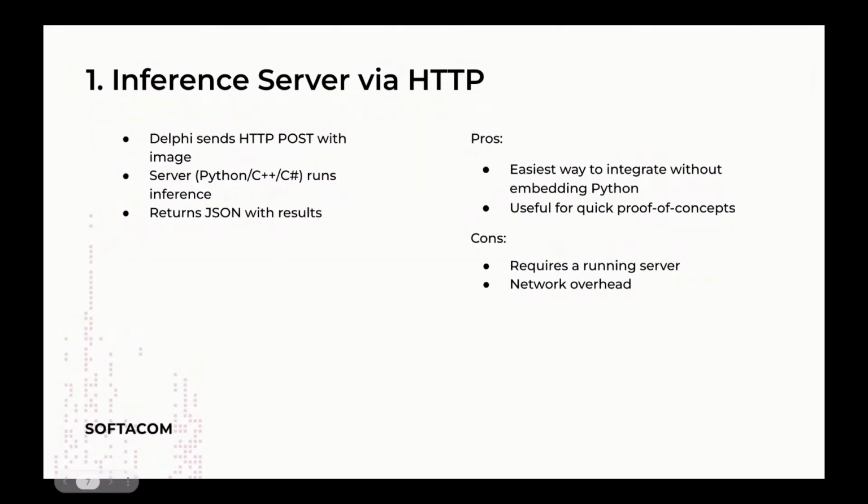What are the pros of this approach? It is the easiest way to integrate without embedding Python, and it is useful for quick proofs of concept. What are the cons? It might show slow performance because starting a new process for every image is expensive, and there is no direct access to inference results in memory. Also, it requires constant access to the internet.